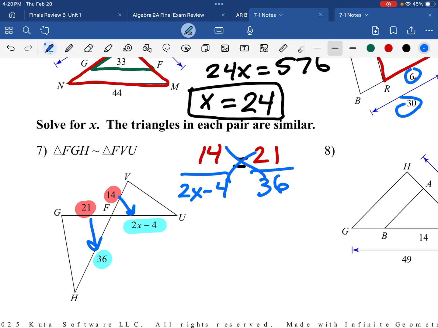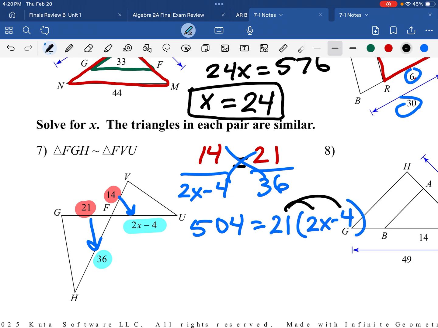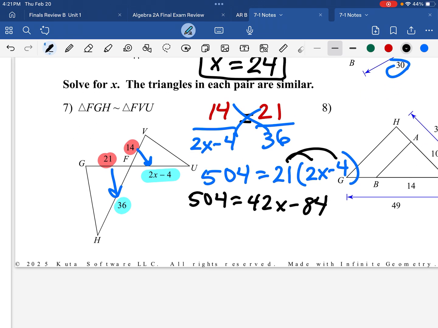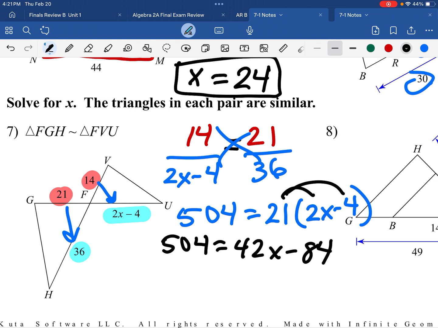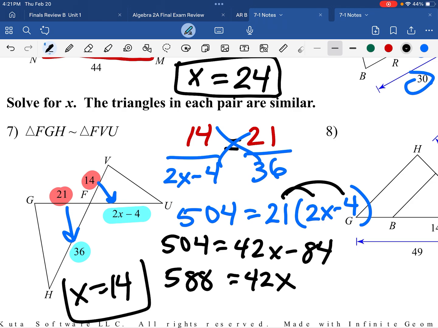Okay, so we're going to cross multiply again. Don't forget to distribute. If I take 36 times 14, that's 504. And I'm going to set that equal to 21 times 2x minus 4. Remember to distribute, okay? So that would be 42x minus 84. Add the 84 over. I would have 588 equals 42x. And if I divide by 42, x is equal to 14.